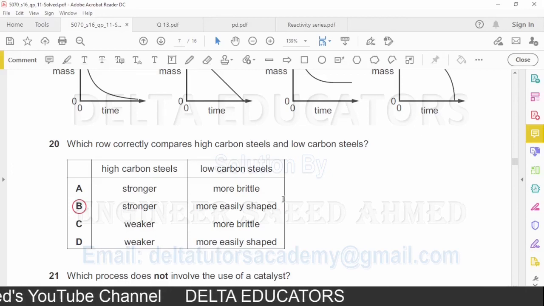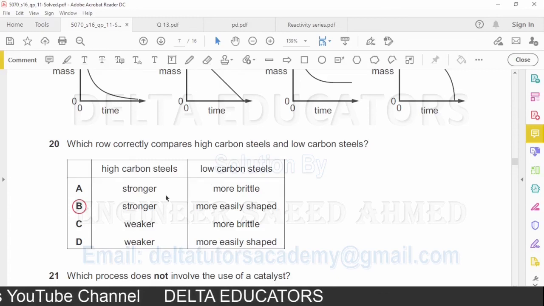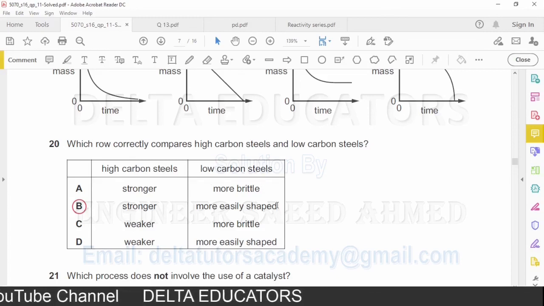Here correct option B, where it is given that high carbon steel is stronger, and low carbon steel is more easily shaped. More easily shaped means it is malleable. So correct option B. Okay, now we have completed up to question number 20.